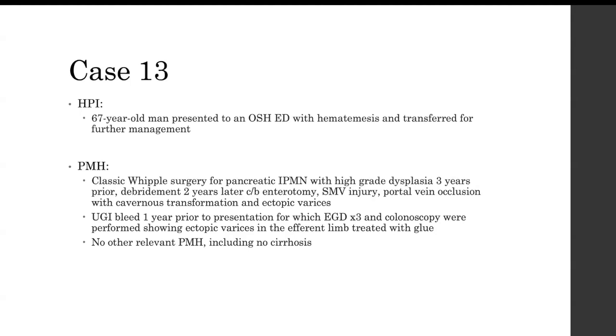So in this case, we don't have a splenic vein that we can work with, and we don't have a superior mesenteric vein that we can work with. He was getting intermittent GI bleeding, and so they were managing it endoscopically, but it wasn't working well. And he had what's known as ectopic varices.